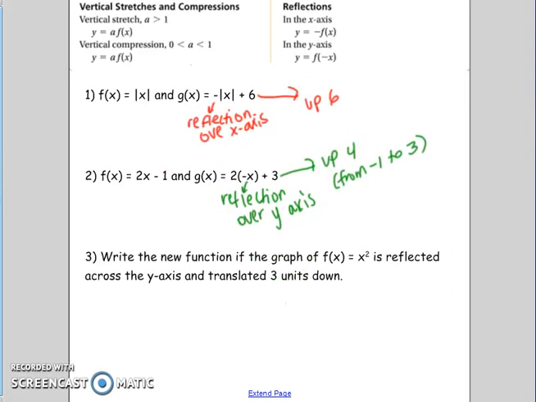And if we look at number 3, we want to write one. Write the new function if the graph of f of x equals x squared, so that's the parent. It's reflected, so I'm going to make g of x my new function. It's reflected across the y-axis. So if it's reflected across the y, the negative has to be on the inside. And it's translated 3 units down. So on the inside, I have a negative x squared, and then a minus 3 since it's going down 3.